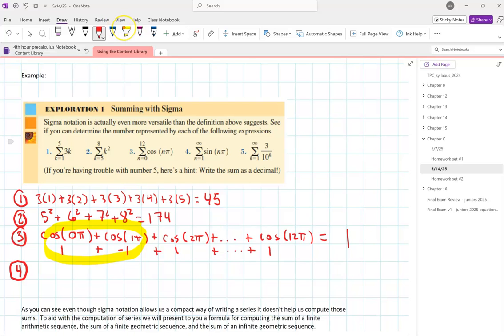Ooh, look at the next one. Scary. How many terms are we going to be adding up here? Infinitely many. Uh-oh. It's okay. No big deal. We got it.